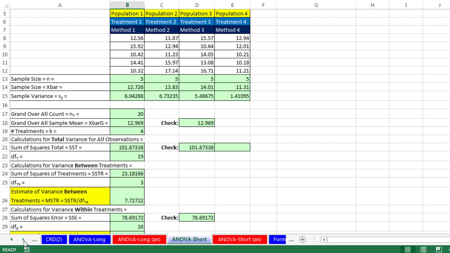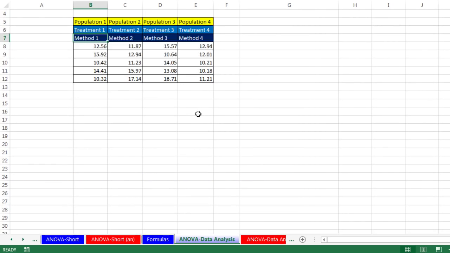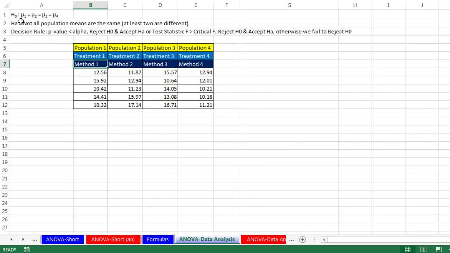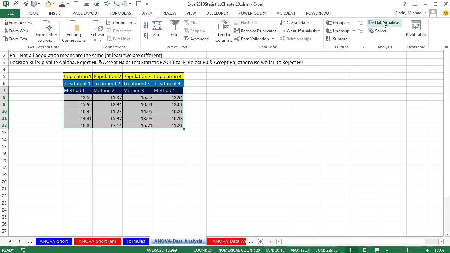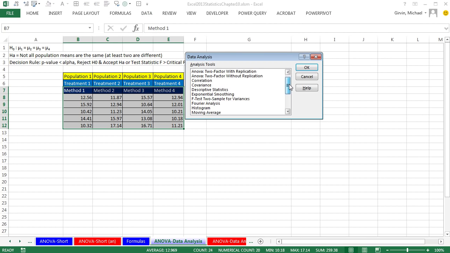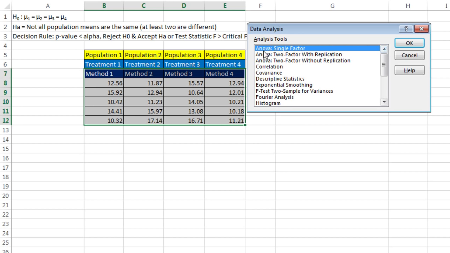Now, we got to look at one last way of doing the Anova. I'm going to come over here to the data analysis. Notice I have our null hypothesis and alternative here. And all I need is the actual numbers. Data analysis. And scroll up. There it is. Anova. So right at the top, Anova single factor.